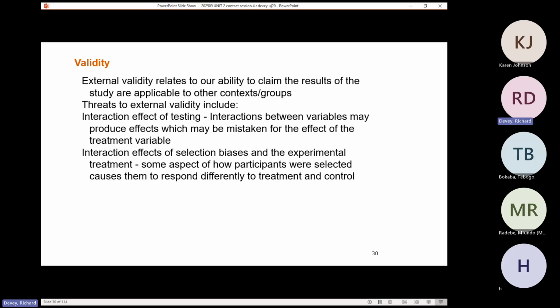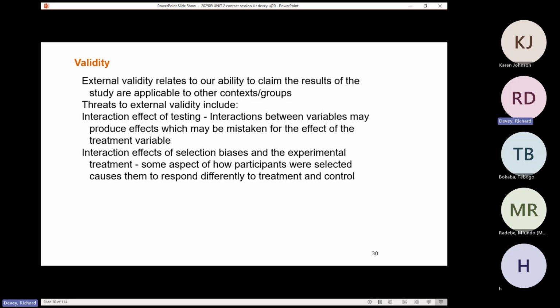interaction effect of testing. So there might be interactions between the variables which produce effects which may be mistaken for the effect of the treatment variable. So in statistics, we talk about collinearity, where there's an interaction between independent variables, and that affects how they relate to the dependent variable. So that would be an example of interaction effect of testing.